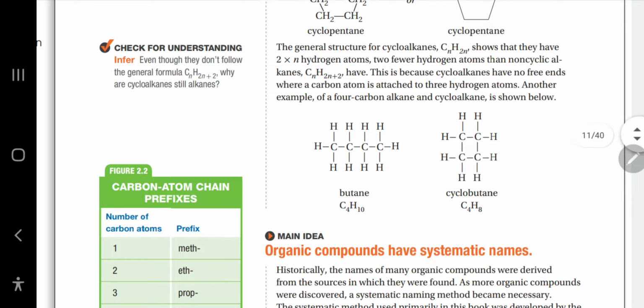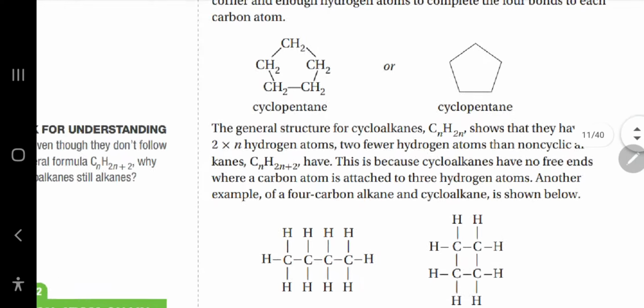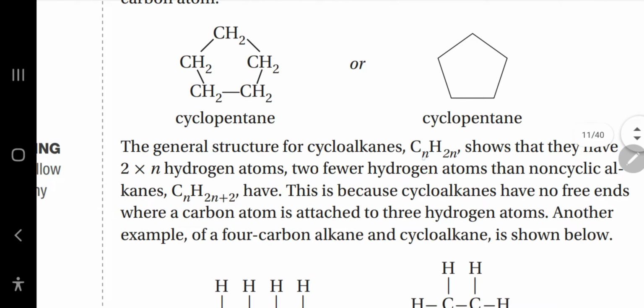So this is also butane, 4 carbon atoms, so it will be but. And because all of the bonds are single bonds, we add ane, so it will be butane, an alkane. If it was a ring, it will be cyclobutane. And notice that when we make a cyclic formation here, we have to remove 2 hydrogen atoms. So the general formula for cycloalkanes is CnH2n.